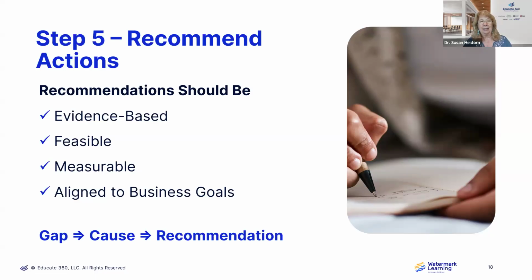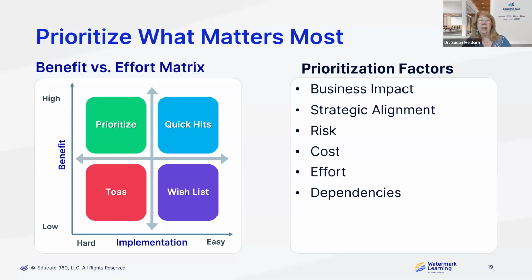And hang on a second, it needs to be measurable and aligned to business goals. So we have the gap, we have the root cause, then we can do the recommendation. If we don't have that, our recommendation is just a guess. It's based on assumption, and unless we have the data to say otherwise, it is just going to be an assumption. Then once we get the recommendation made, we have to prioritize.